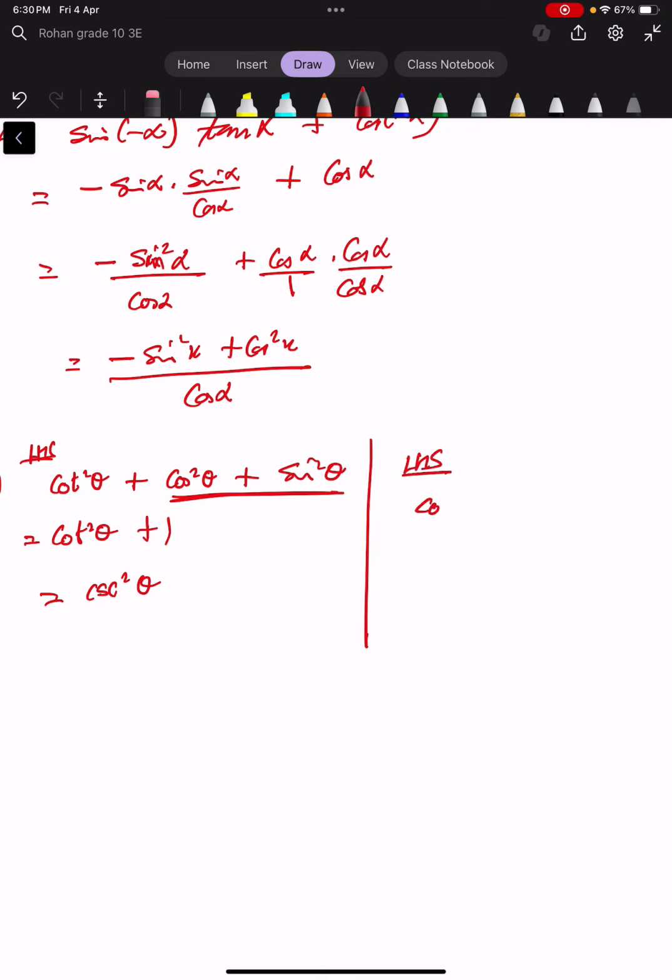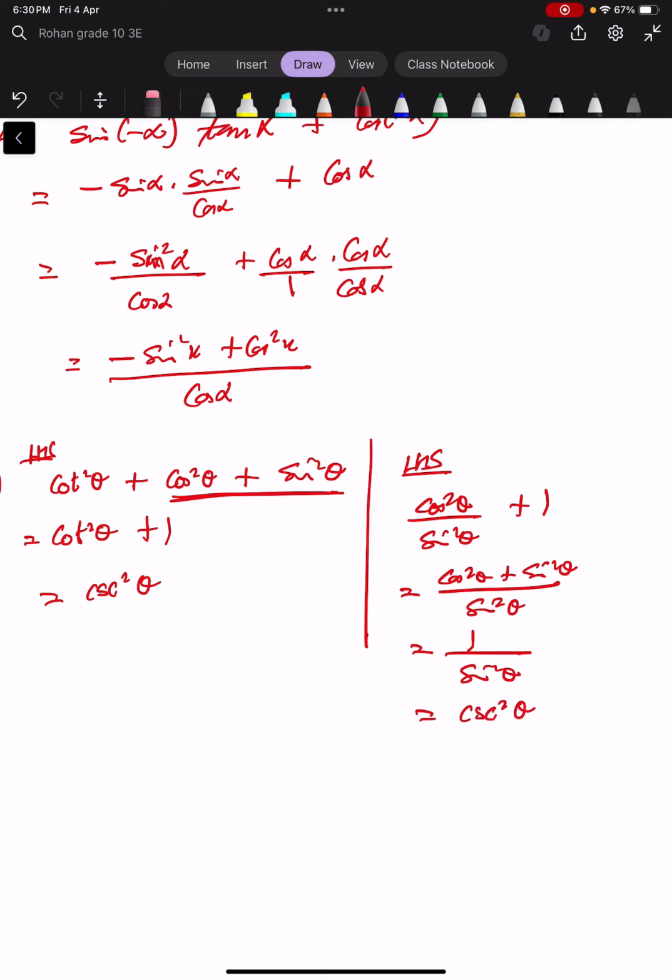Even if you don't do this, you can convert everything. Suppose you write cot as cos squared theta upon sine squared theta, and this is 1. You take the LCM, sine squared theta: cos squared theta plus sine squared theta. So it is 1 over sine squared theta, which is your cosec squared theta. So you'll still get the same answer, the left-hand side.